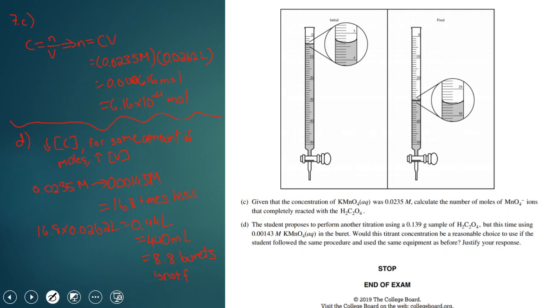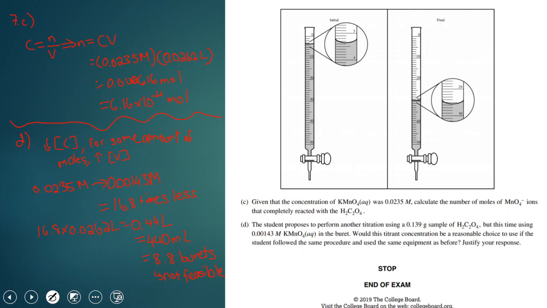Not feasible at all. The idea of a titration is to be extremely accurate and to have concentrations such that the titration can be fulfilled within 1 burette. So we definitely do not want 8.8 burettes.